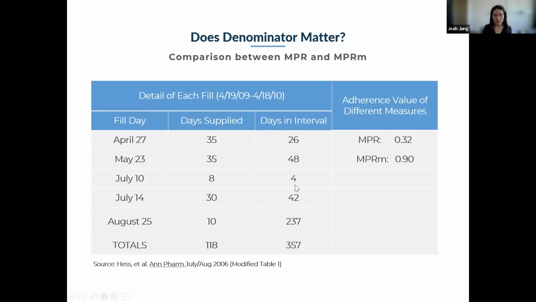I'm messing up. Sorry, this is the days supplied, and this is days interval. So you have to add this days in interval in the denominator. So the sum of these 4 rows, days and interval, will be your denominator. And then these days supplies, you add this up and then you subtract this 10, which is the days supply from the last fill, from this 118, becomes your numerator. And then you get the MPR modified as 0.9.